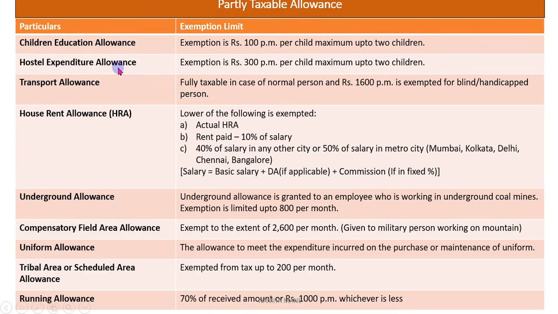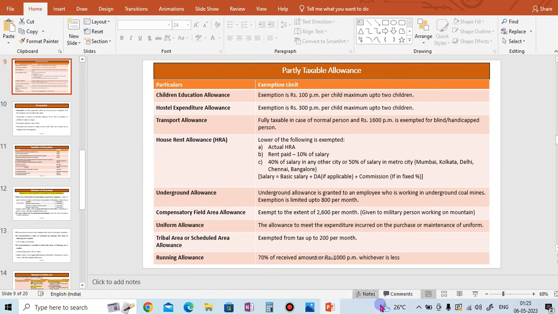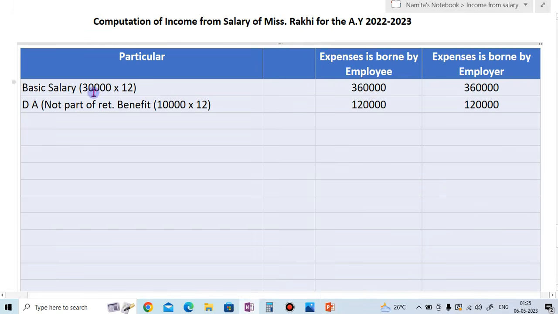See, hostel expenditure allowance exemption is rupees 300 per month per child, maximum up to 2 children. Now here the hostel allowance is taxable. Why? Because Miss Raki does not have any children. She is unmarried. That's why, for Miss Raki, the hostel allowance will be taxable.